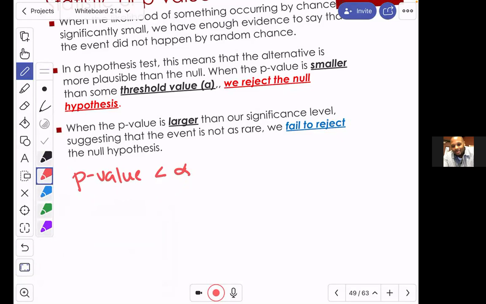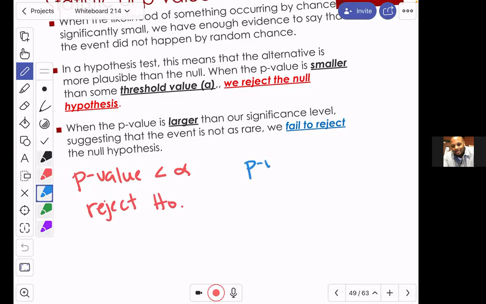The pink Corvette is the thing that pushed us past this, which gives us a really small p-value of something happening by chance. What we do then is we say you're no longer innocent, and we reject the null hypothesis. You're going to reject the null hypothesis. So when the p-value is less than alpha, we always reject the null.